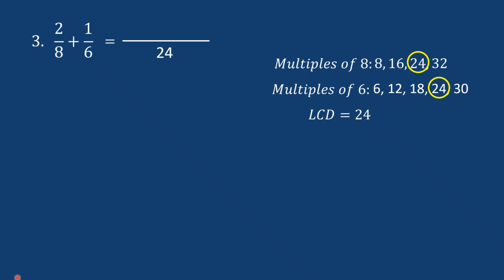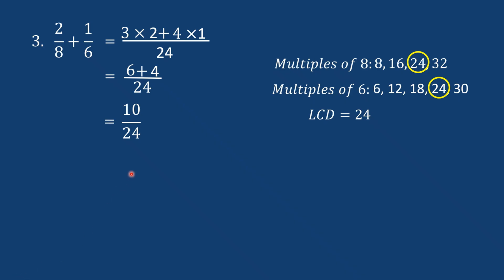Write 24 below the line of division and then 24 divided by 8 is 3. Then 3 times 2 plus 24 divided by 6 is 4. So plus 4 times 1. This is now equal to 3 times 2 is 6. So 6 plus 4 times 1 is 4. So plus 4 over 24. 6 plus 4 is 10. So this is now equal to 10 over 24.